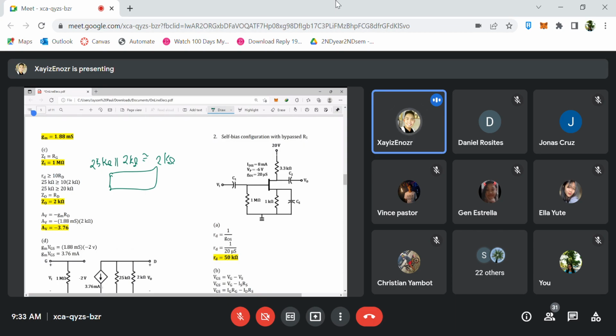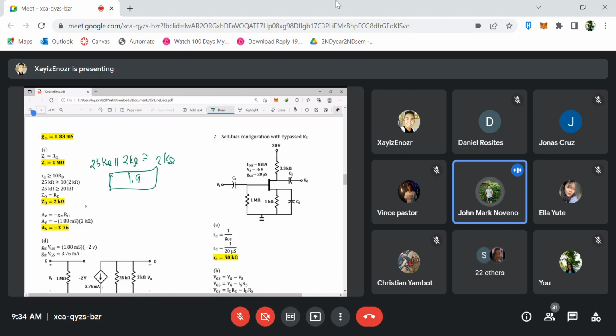Na-compute nyo na? Ano yung nakuha nyo? Uy, nag-calculator ba kayo? Pa-compute nga to. Tingnan natin kung almost equal siya kay 2K. 1.9 kilo po. 1.9? Wala nang iba? 9 lang? Ano po kasi yun 1,851 po. Okay.